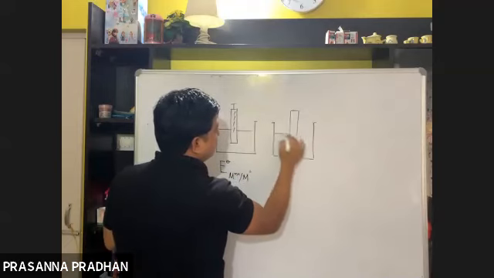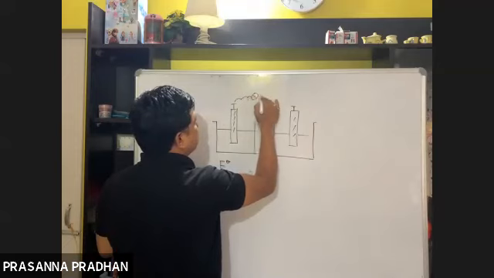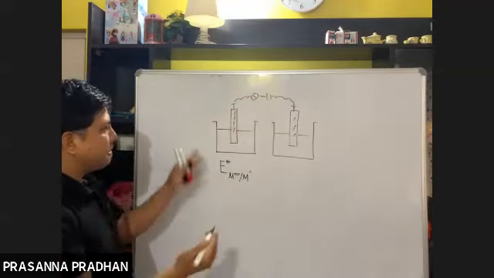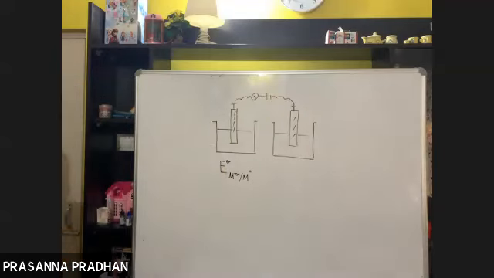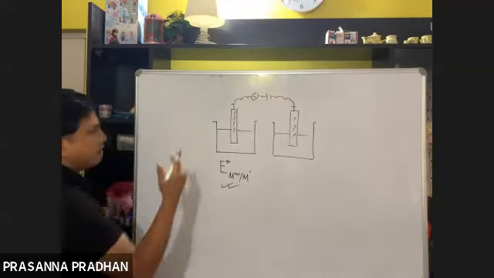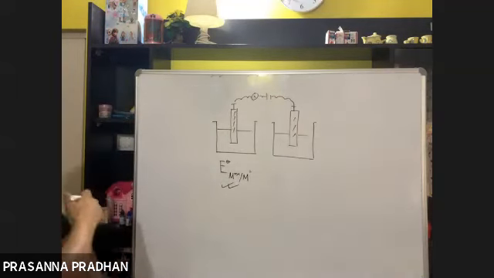I'll connect this with another half cell like this. So now the voltmeter reading gives us the value of E naught cell. Now again, the problem which arises is, in order to measure the reduction potential of this particular electrode, you have to couple this with another electrode. So which electrode are you going to take?